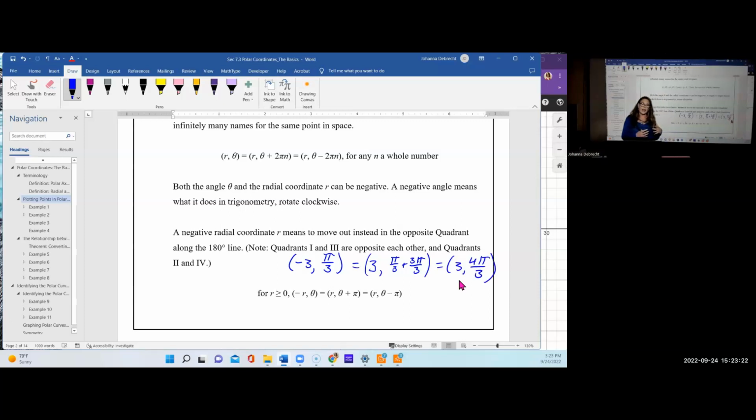So the way to graph it or plot it when you have a negative radius is to change the value of the radial coordinate into a positive and to shift it around in the 180-degree line by adding pi, or you could subtract pi. So another name for this would also be 3 comma pi over 3 minus 3 pi over 3, which would give us 3 comma -2 pi over 3. Now let's see where those 2 points would plot.